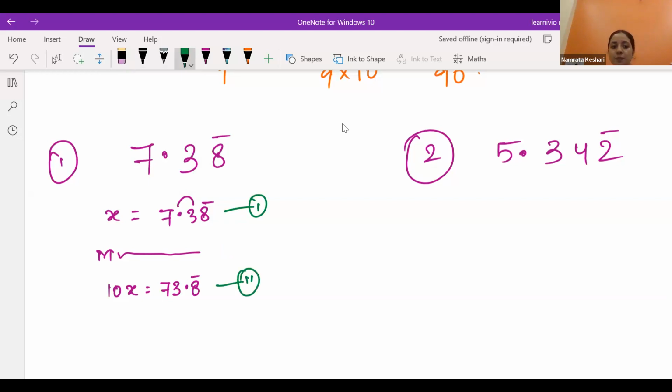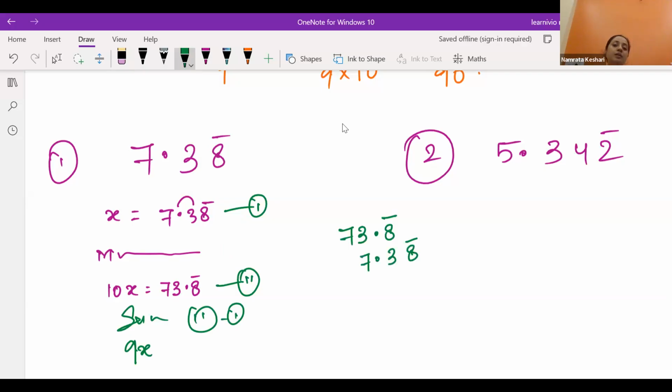So this equation we are having and this equation we are having, we have to just do the subtraction. Left hand side will be 9x. Here we will be subtracting equation 2 minus equation 1. Here we'll have 9x, and then we have to take bar below bar. We'll write 73.8 bar, and the below one will be 7.38 bar. Bar below bar we have to take. Now here we cannot do anything, but here 1 8 we can take, and then we can write the next 8 with the bar. Yes or no?